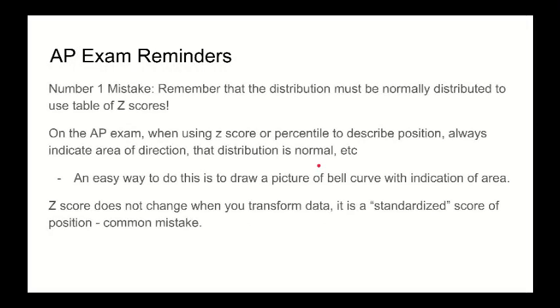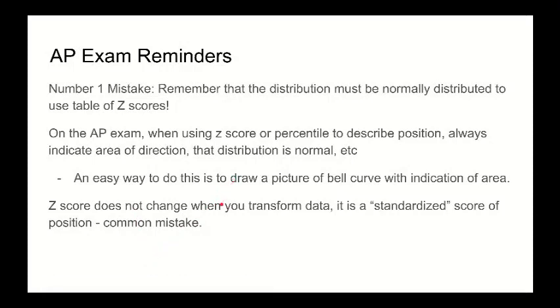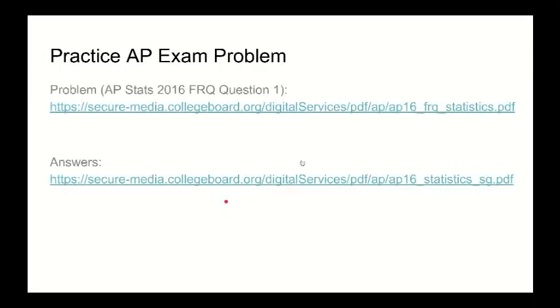On the AP exam, there are some important things you have to remember and some common mistakes to avoid. Remember to always make sure that the distribution is normal before using z-scores to find the percentile of a data point. And also remember to always indicate area and direction when using z-scores and percentiles. You can always draw a bell curve to get everything down correctly. Another common mistake is to assume that z-scores change when transforming a distribution. Z-scores will always be the same no matter what.